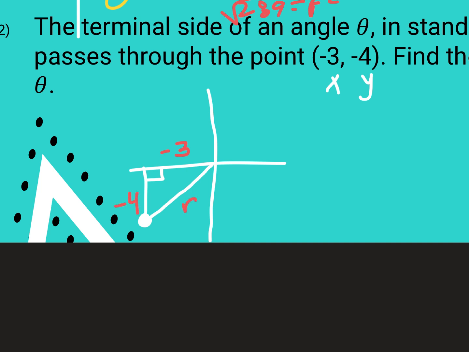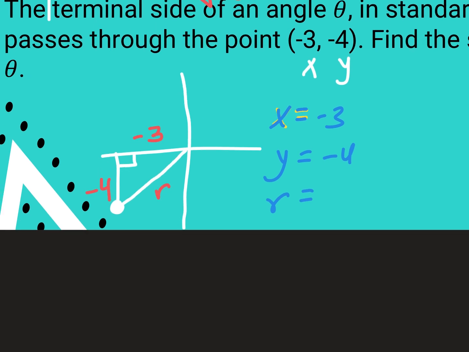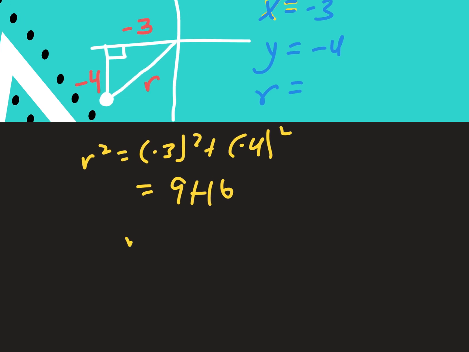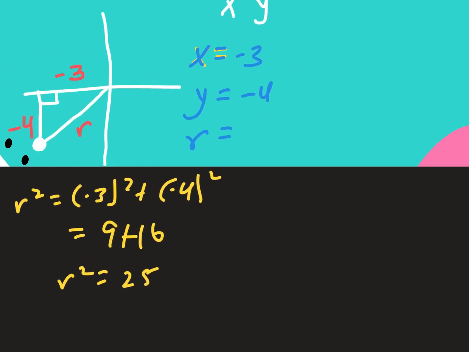Every time you guys are doing this, they're going to give you two. They might give you x and r, they might give you x and y, whatever, but you will be able to find what's missing. I know that my x value is -3. What's my y value? -4. Can I find r? Sure. How do I find r? R squared equals -3 squared plus -4 squared. You get 9 plus 16, which is 25. So r squared is 25. What's r? 5.